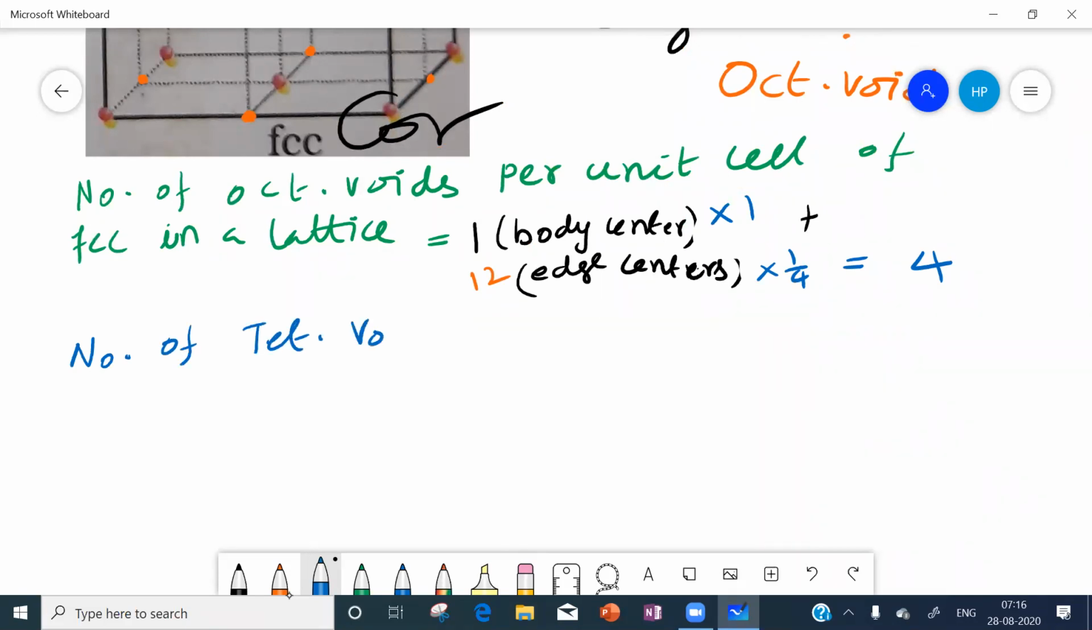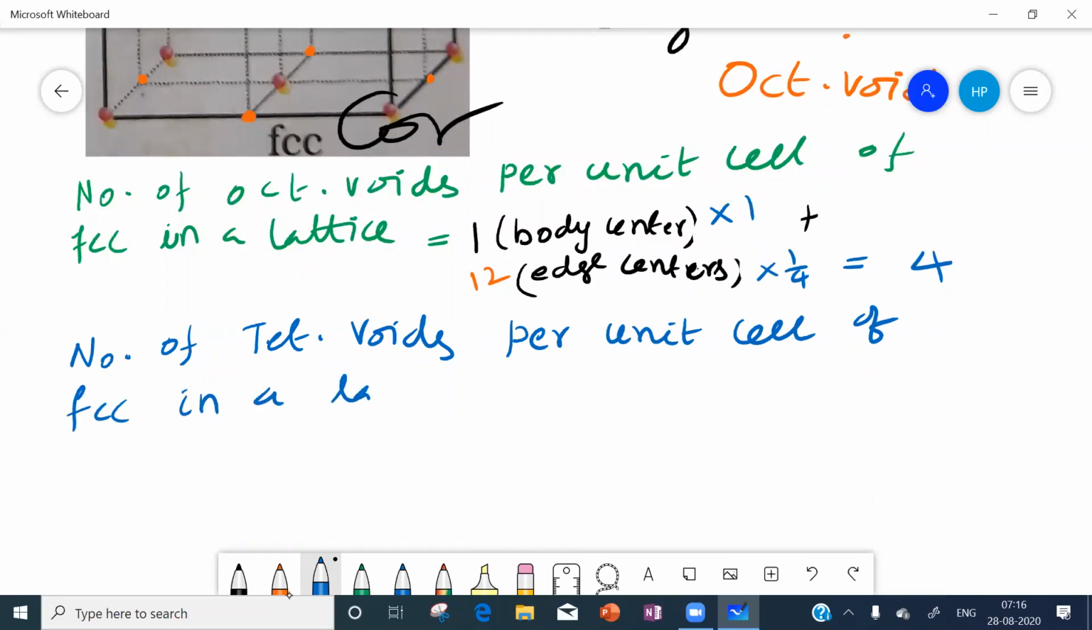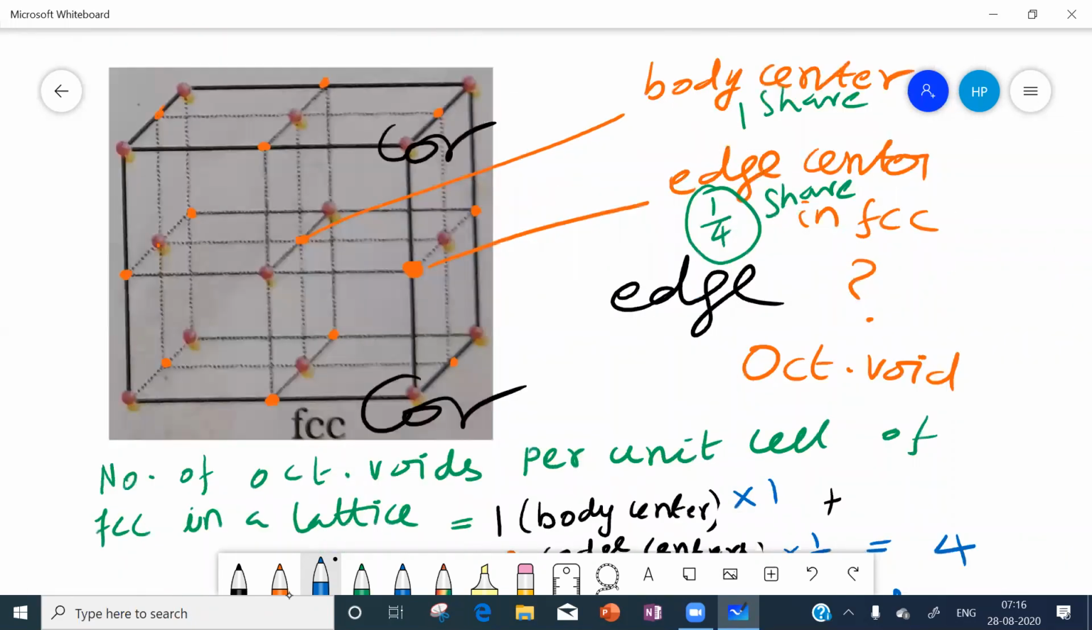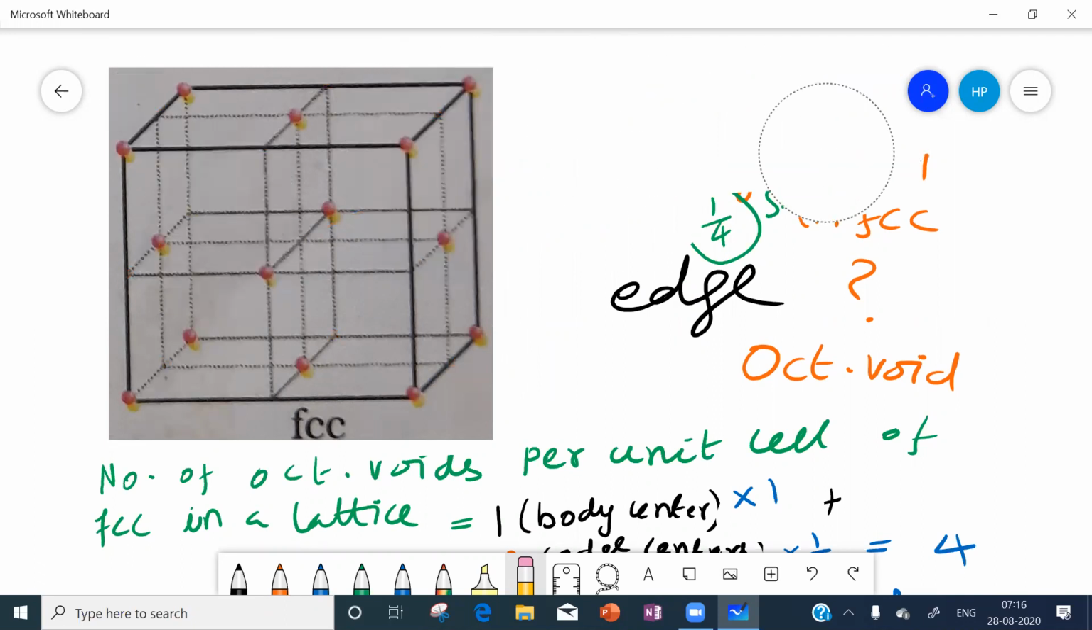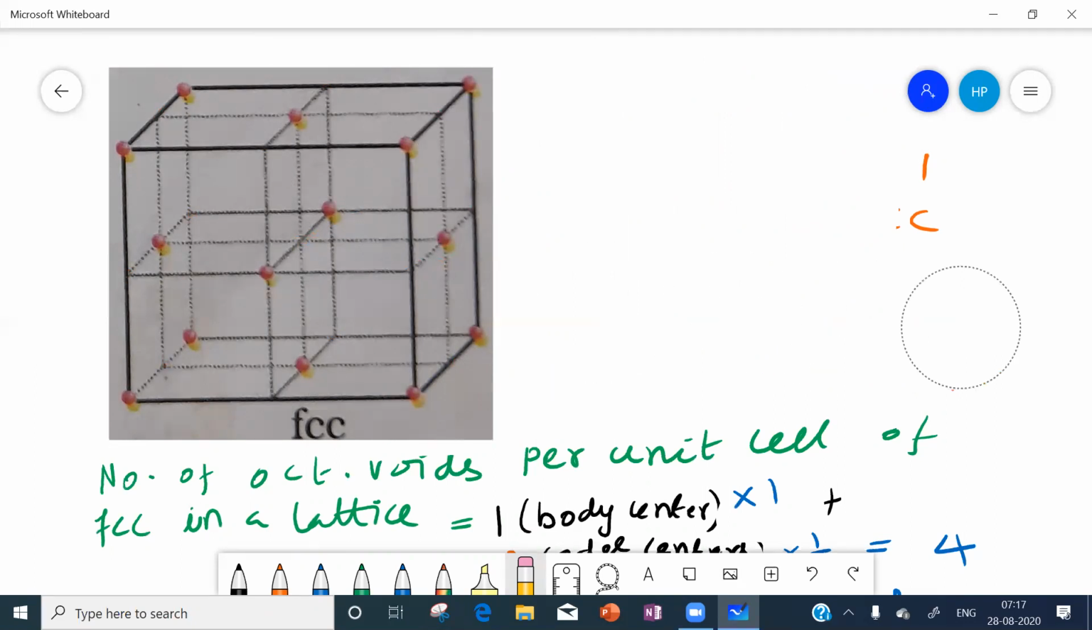Next we will see the number of tetrahedral voids per unit cell of FCC in a lattice. That point we'll see. Now we will take this FCC. Okay, now we will see tetrahedral voids.